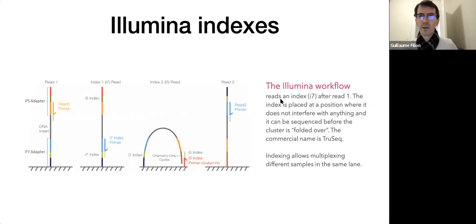So the Illumina workflow reads an index I7 after read 1. The index is placed at the position where it does not interfere with anything, and it can be sequenced before the cluster is folded over. So you sequence it before read 2, before the reverse read. The commercial name is TruSeq, in case you want to Google it. That will explain to you how you can sequence these indices here. Indexing allows multiplexing different samples in the same lane. So that's one way in which you can put multiple samples together.